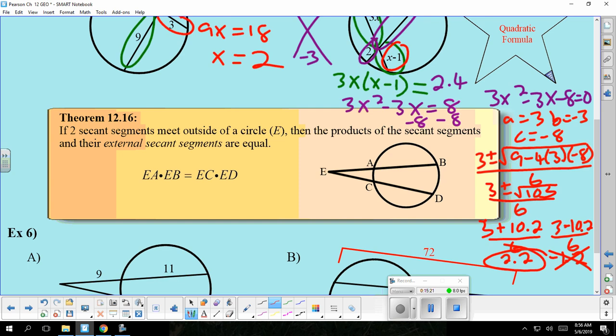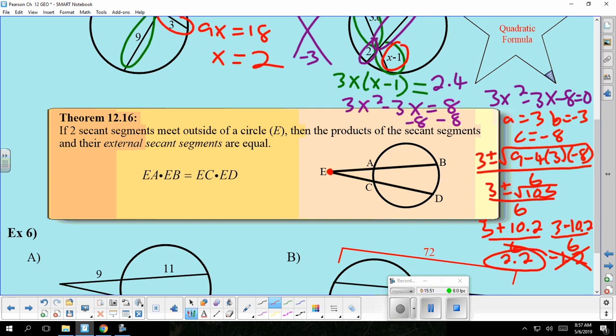All right. Now this one I think is probably the trickiest one, or the easiest one to make mistakes. It's not so tricky as long as you can match it up. So now, just like we did with the angles outside and the angles inside, now we're going to do the lengths outside after we just did the lengths inside. So now if two secant segments meet outside of a circle at point E, then the products of the secant segments and their external secant segments are equal.